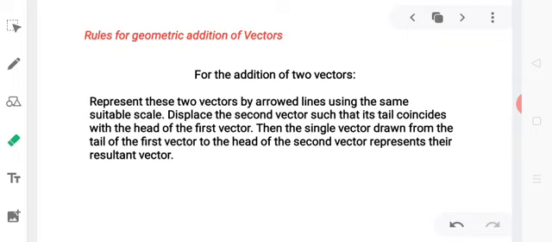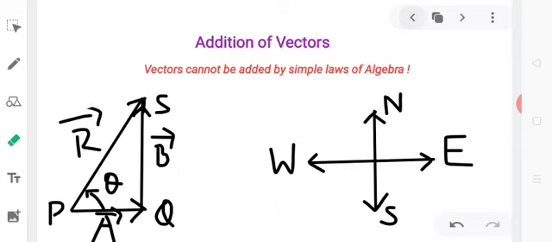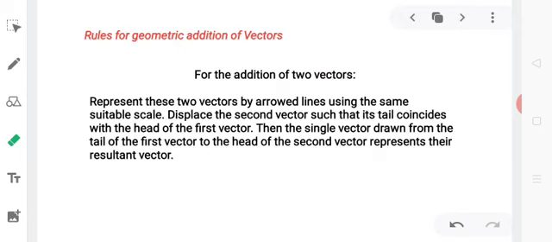So now let us understand the rules for geometric addition of vectors. For the addition of two vectors, represent these two vectors by arrowed lines using some suitable scale. Displace the second vector such that its tail coincides with the head of the first vector. Then the single vector drawn from the tail of the first vector to the head of the second vector represents their resultant vector. Now this is exactly what we have seen in our previous example. So this is going to be the geometric addition of two vectors.